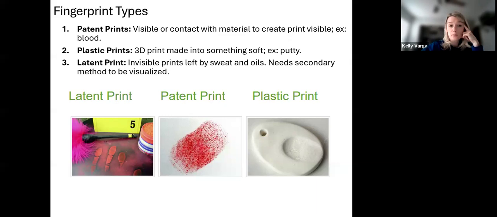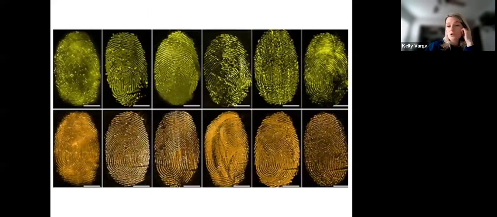And then there are the latent prints. These are prints that are left behind that are invisible, but we're relying on the sweat and the oils that are part of that residue, part of that keratinization that helps in the shedding process. We're going to rely on those chemical characteristics of the print to be able to come in with a secondary mechanism to visualize this. And so there are lots of different things we can use.